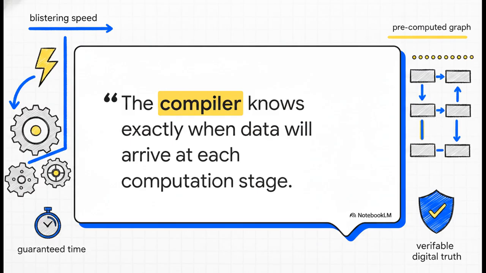This complete determinism totally eliminates execution jitter. It means a request takes the exact same amount of time every single time. It guarantees absolute mathematical certainty, alongside blistering speed.